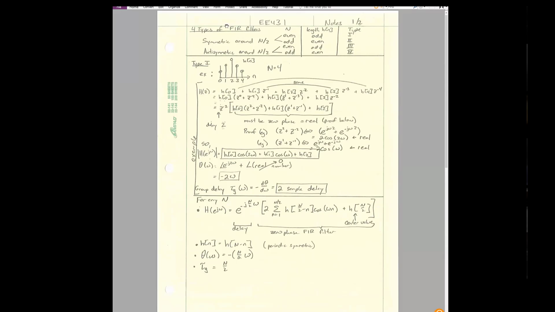There are 4 types of FIR filters. They can either be symmetric around the order n over 2, or they can be anti-symmetric, odd around n over 2. And the order themselves can be even or odd.